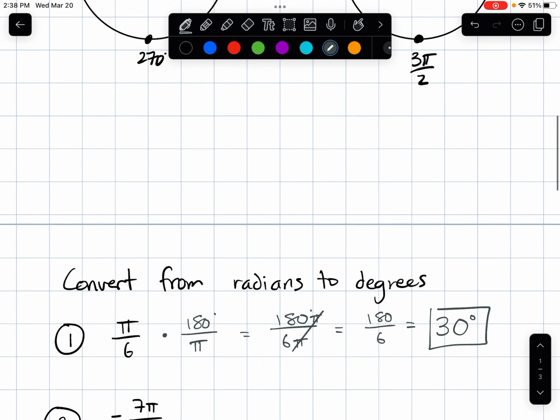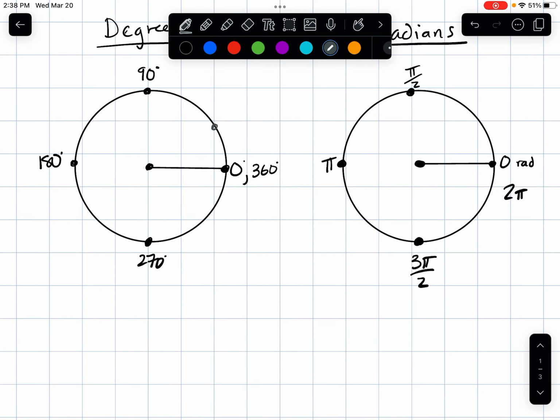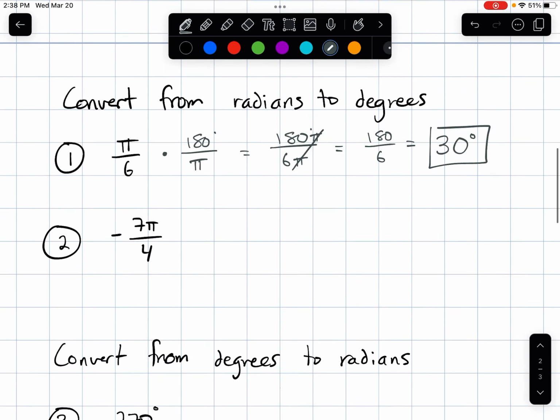And so we can even go back to this circle here, and if I travel just 30 degrees here, we know that 30 degrees is the same thing as pi over 6. So we can kind of add to our little chart that we've got going here.